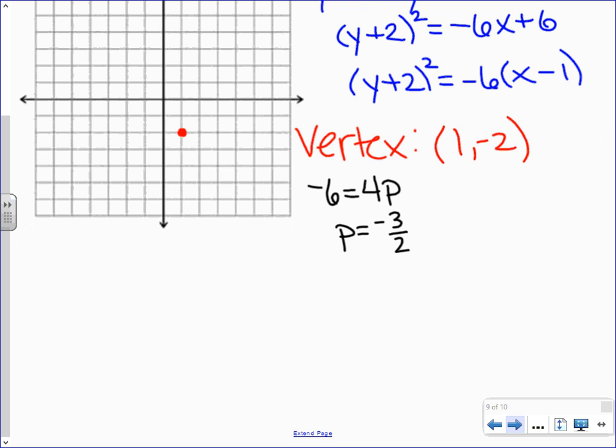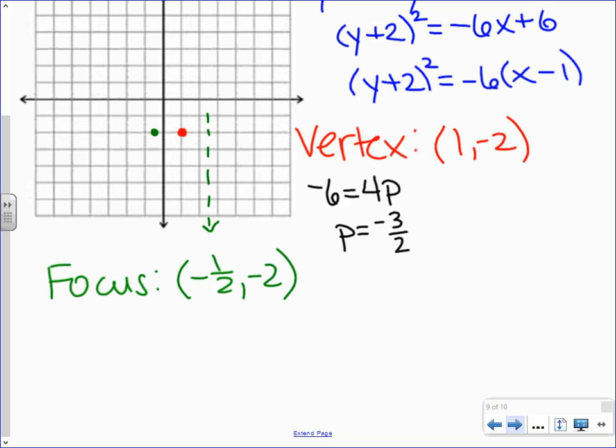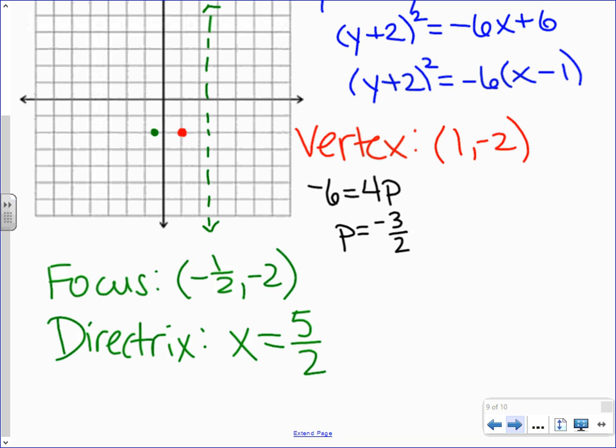So for our focus, since this is opening to the left, I'm going to count 1.5 to the left because that's my p-value. So our focus is negative 1/2, negative 2. And since I counted to the left for the focus, we'll count to the right 1.5 for our directrix. So x equals 5/2.